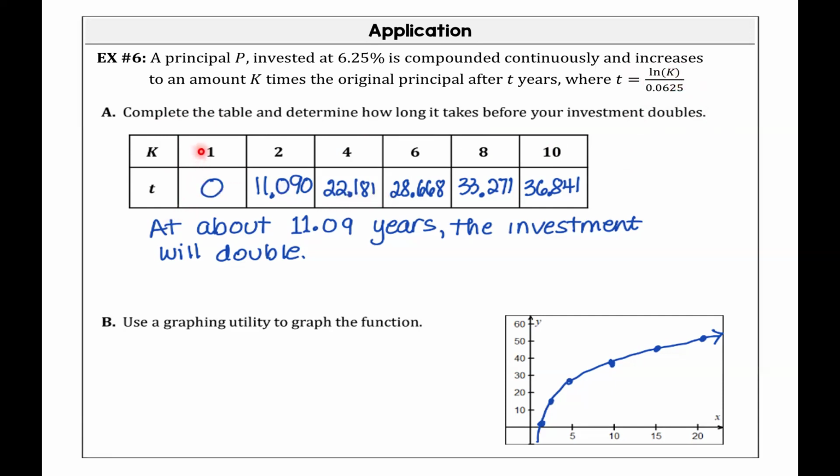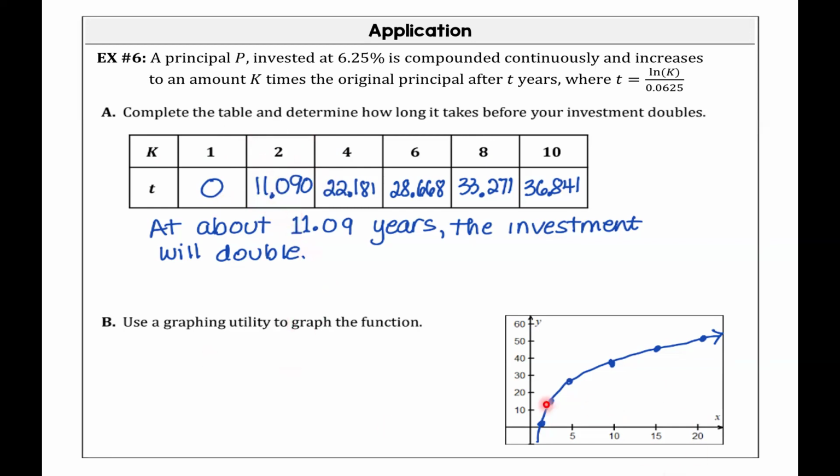So if k represents your multiple, so after 1 year, after 2 years, after 4, after 6, after 8, what's happening? So at about 11.09 years, the investment will double. So it asks, how long will it take to double? Well, this is when k is 2, double the amount. So it's going to take about 11 years for that to take place.